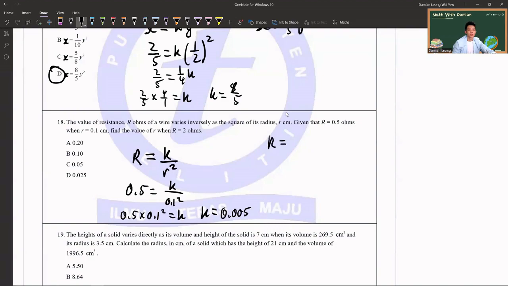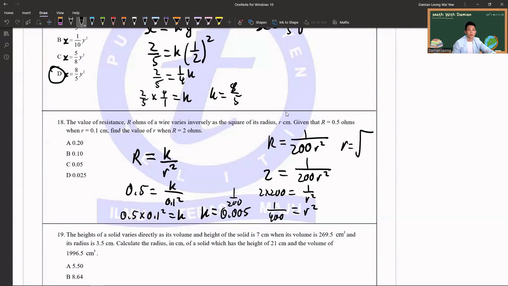So let's say I use 1 over 200, then it will be R equals 1 over 200 r squared. So I want when resistance is 2 ohms. 2 equals 1 over 200 r squared. Times 200, it's 1 over r squared, means 400. So flip it around. 1 over 400 would be r squared. Square opposite square root of 1 over 400, which is 1 over 20.